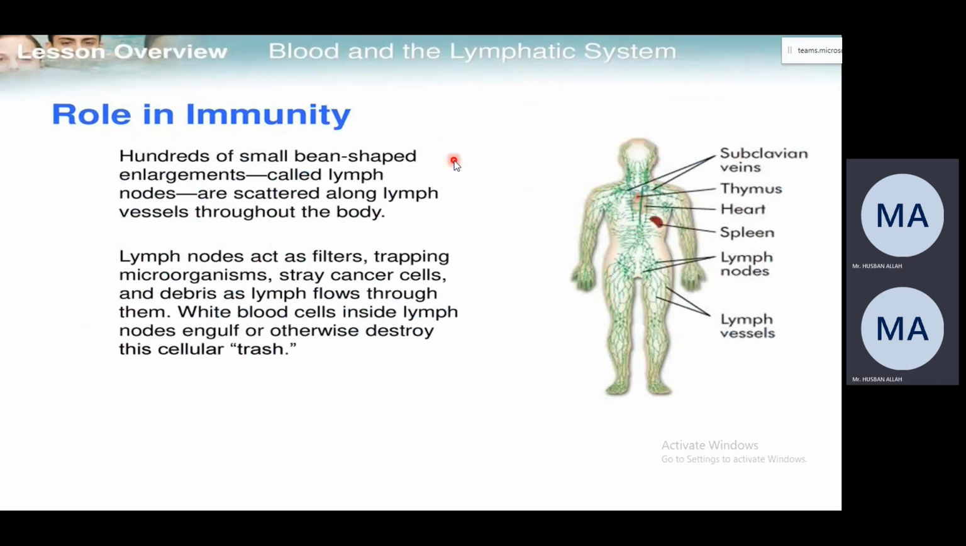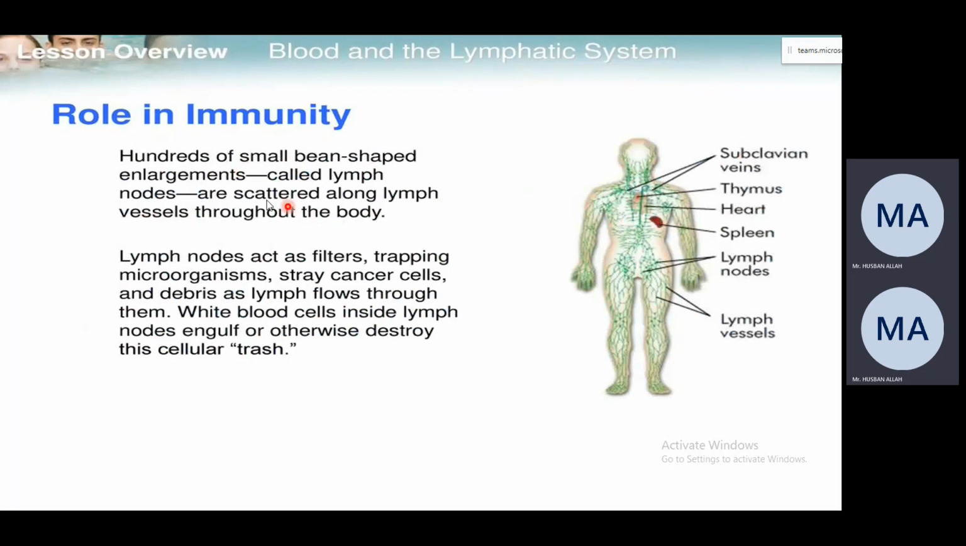The next role it has is in immunity, right? I think this one is the most important. Hundreds of small bean-shaped enlargements are called lymph nodes, right? In the body we have hundreds of small, bean-shaped lymph nodes. If you look here, we have dot structures throughout, right? These dot structures are bean-shaped. These are called nodes, which receive the lymph. That is called a lymph node.